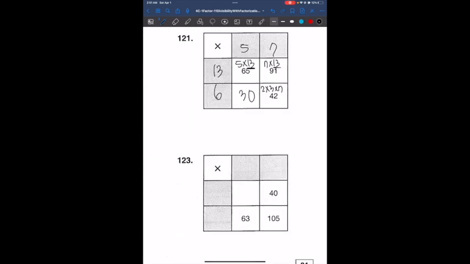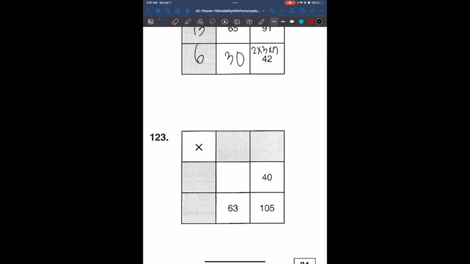Now we have problem 123. And so 40 can be expressed as 2 times 2 times 2 times 5. 63 can be expressed as 3 times 3 times 7, and 105 can be expressed as 3 times 5 times 7. And so 5 is involved in both, so this column is going to be 5. Then that means that this box is going to be 2 times 2 times 2, which is 8. And that tells us that this box must be 3 times 7, which is 21.